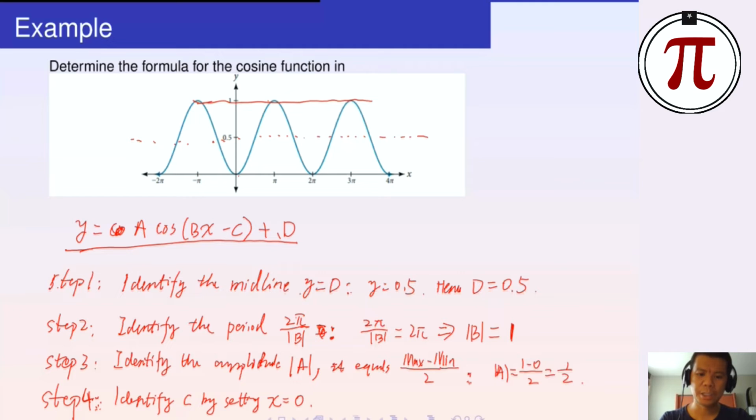Now we have y equals, if x equals 0, A times cosine of negative C, because x is 0, plus d, which is 0.5. As we can see at point 0 from the graph, y is here, so this one equals 0.